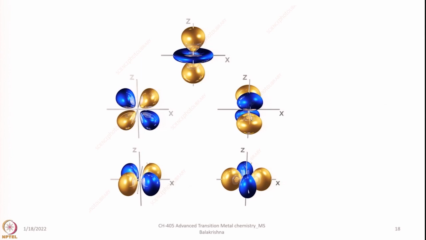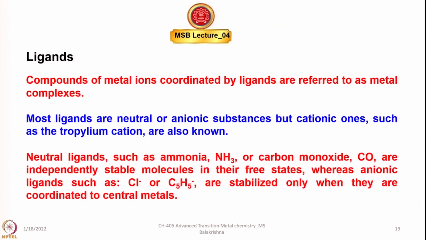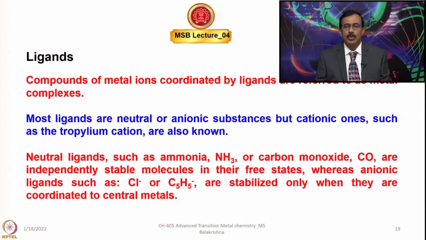Let us look into the ligands. Ligands are very important components of coordination compounds and organometallic compounds. Compounds of metal ions coordinated by ligands are referred to as metal complexes. So, that means in order to call something a complex, it should have a metal ion or neutral metal coordinated by ligands, and most ligands are neutral or anionic substances.